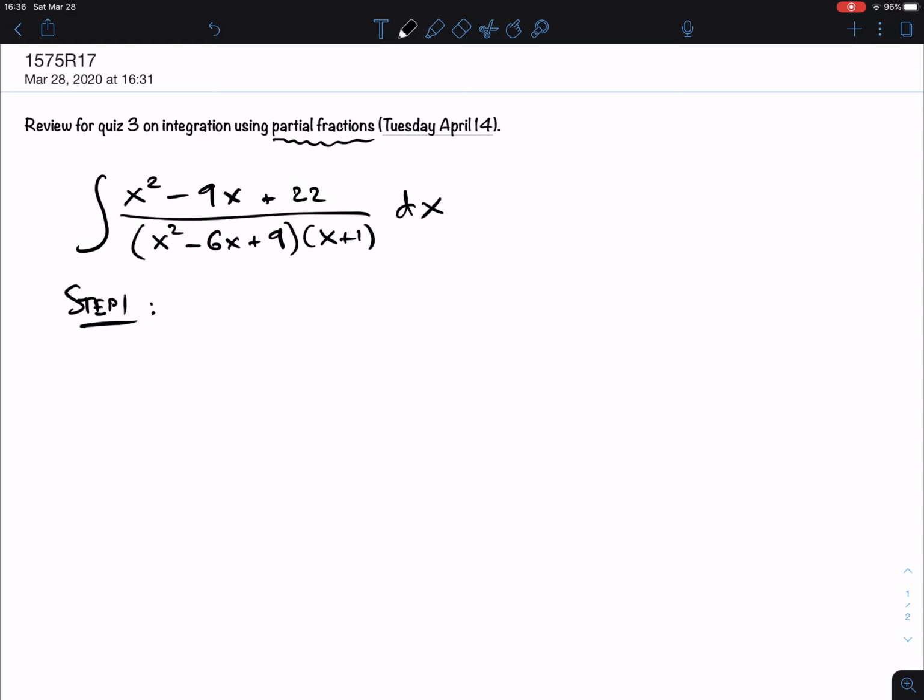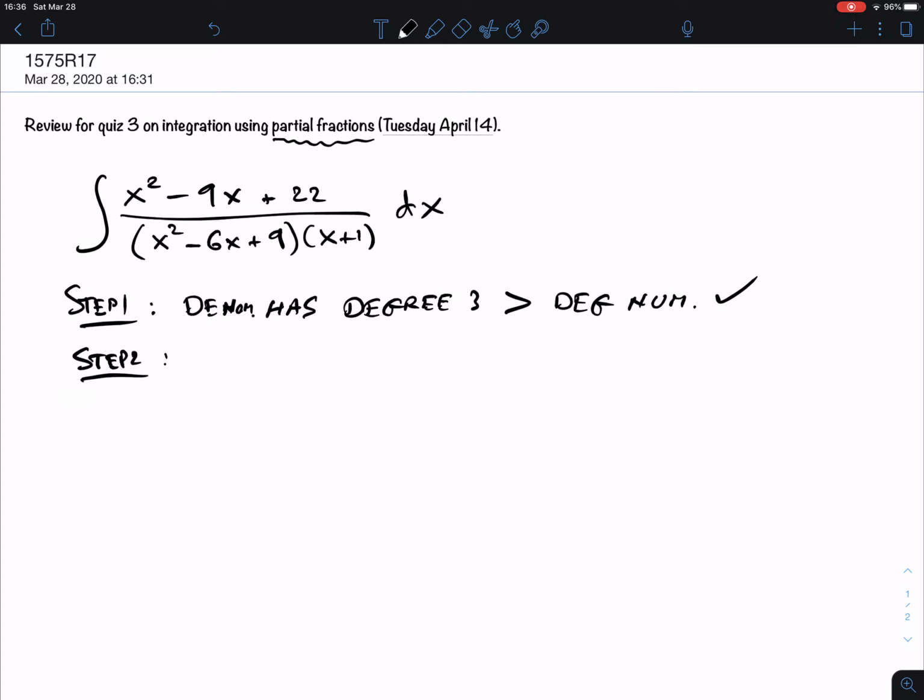The bottom, so the denominator, has degree 3, right? Because it's a quadratic times a linear. That is bigger than the degree of the numerator, which is 2. So we are good. We don't need to do anything. That's the normal case. Otherwise, you have to do long division, but forget about that now. Okay, step 2.